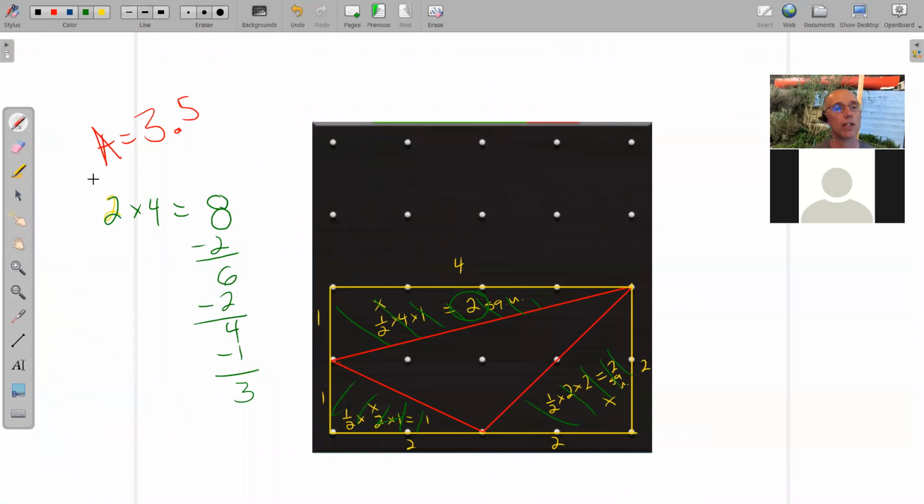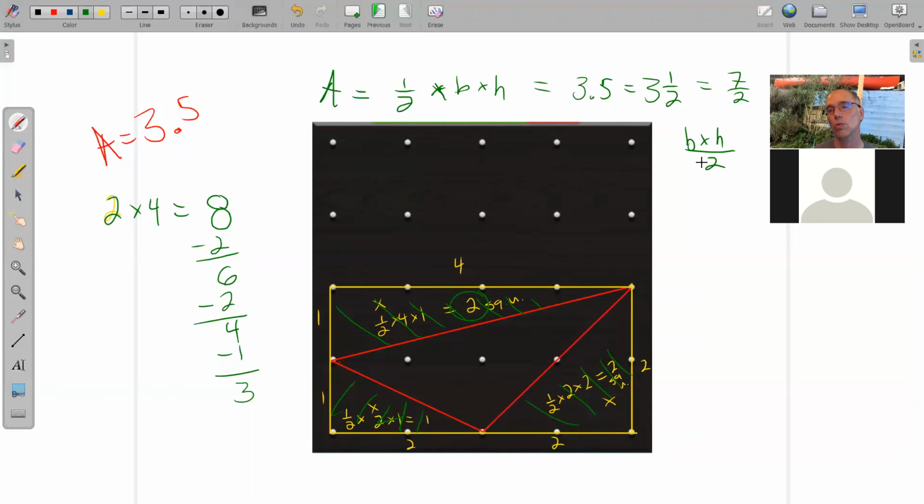Another way I could experiment on this before I shut up is area of a triangle, remember, is 1/2 times the base times the height. And we want that result to come out to 3.5. Now remember, 3.5 is really 3 and 1/2. Or as a mixed number, 3 times 2 is 6, plus 1 is 7/2. Okay. Now think about this right here. I could also view that as base times height over 2.